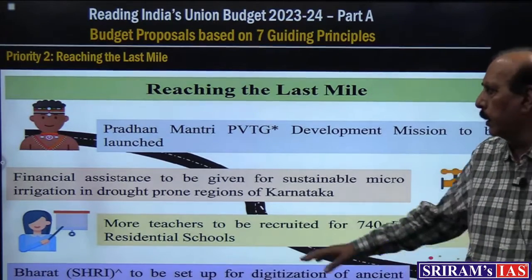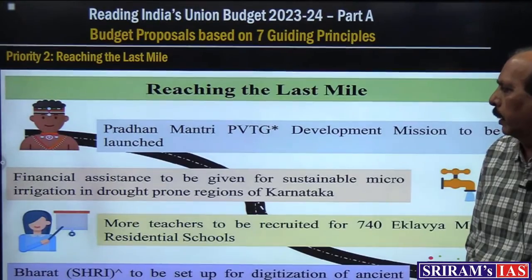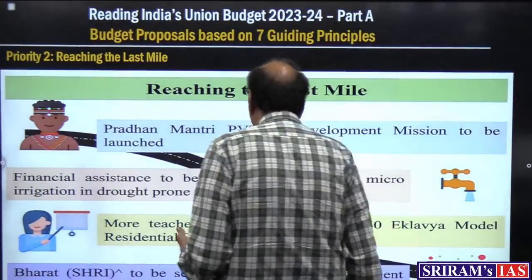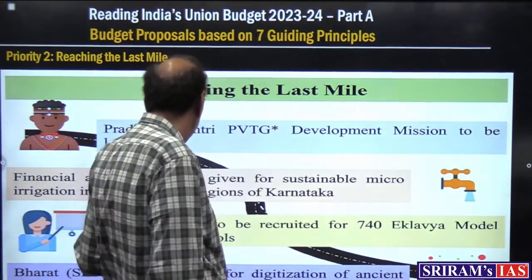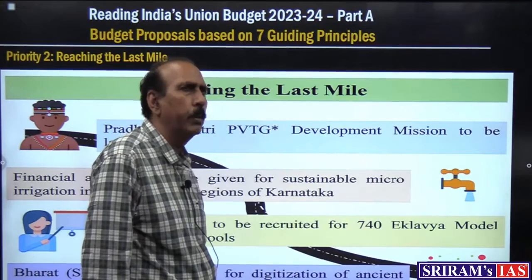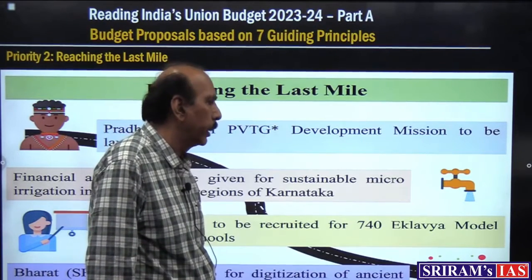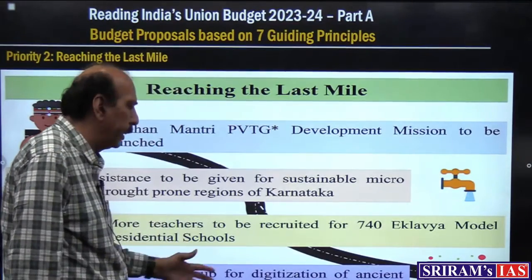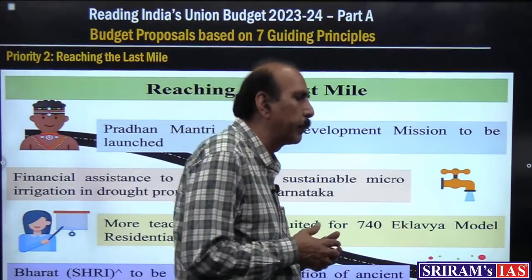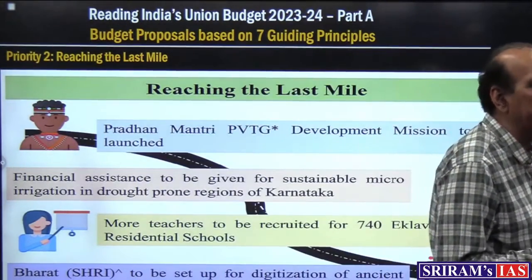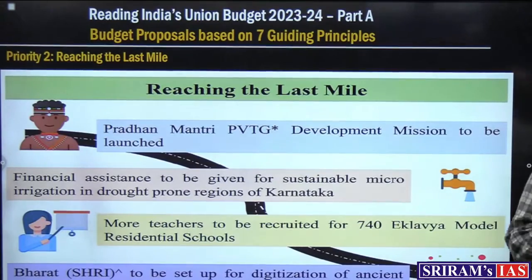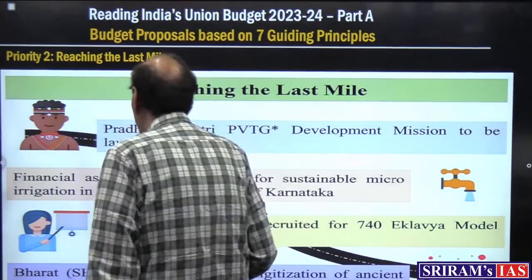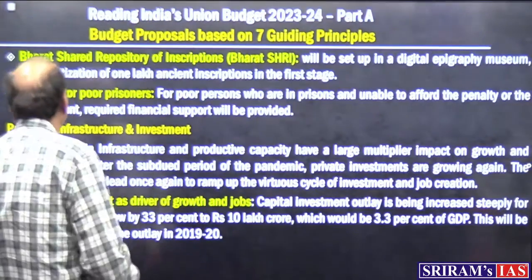And similarly, in the tribal areas, the government has decided to improve the quality of teachers and decided to recruit around 15,000 teachers in the 750 Eklavya Model Schools which are set up in the tribal areas. And in some of the areas, the inscriptions need to be digitized. Inscriptions are available in the tribal areas, which are basically the cultural property of this country, and therefore they have to be digitized over a period of time under this scheme.